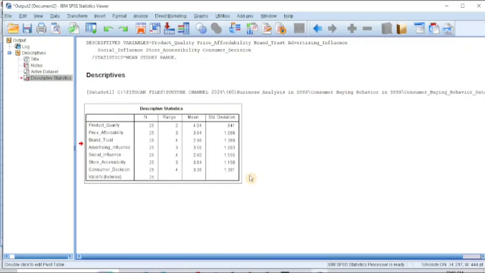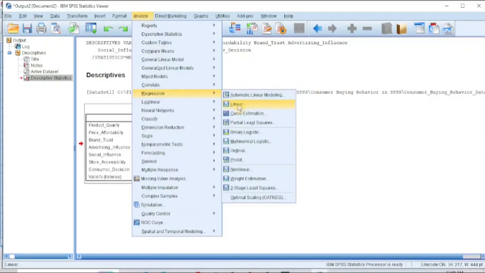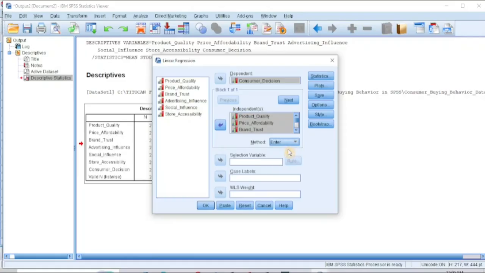Now, let's go over to conduct multiple linear regression. Now go to Analyze, scroll down to Regression, and click Linear. In this dialog box, your variables are in the box at the left. Select Consumer Decision as the dependent variable and click on this transfer arrow key to move it to the dependent box. Select the remaining variables and click on this transfer arrow key to transfer them all to the independent box as the independent variables. Ensure that the model type is Enter. Then click OK to run the regression model and produce the results.